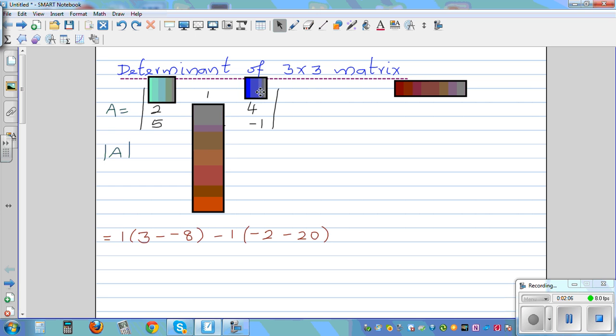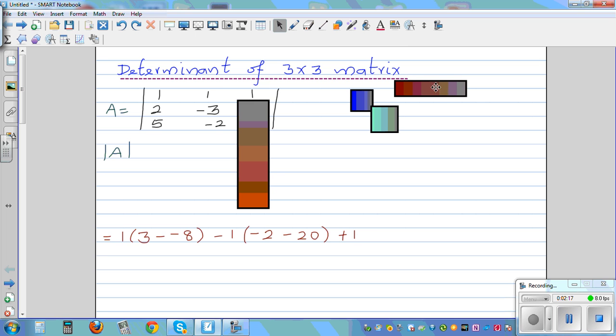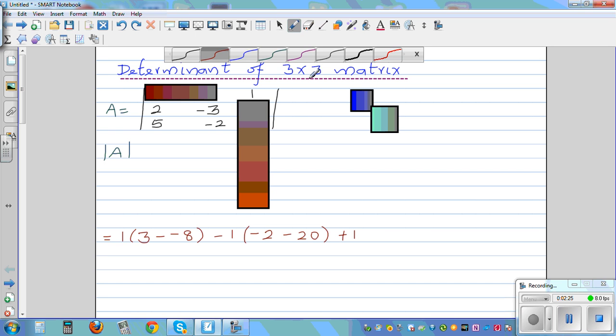And finally, what is it that you can see? You can see the 1. So this is plus 1 times. Let me cover this and this. So what is it that you can see? 1 times the determinant of this. So multiply this 2 and take away the product of this. So 1 times 2 times negative 2 is negative 4, take away negative 15.